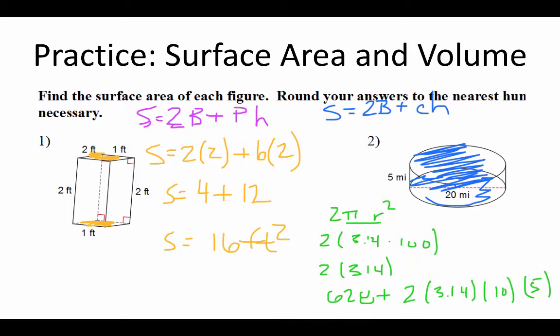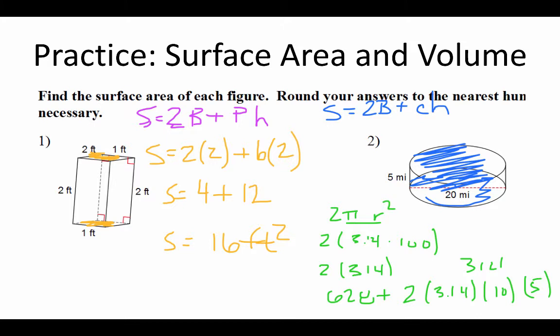Okay, so we have 3.14 times 10, which is going to give us 31.4, times 5, which is going to give us 157. And then we're going to multiply that by 2 to finish things out, and that gives us 314.